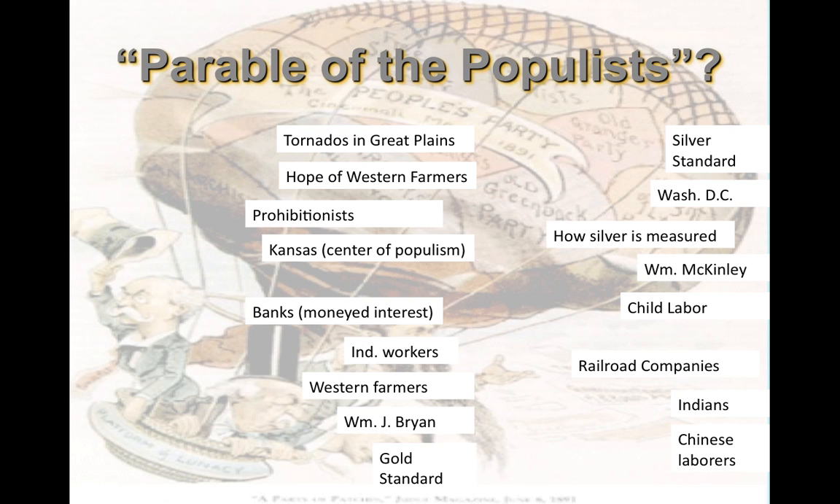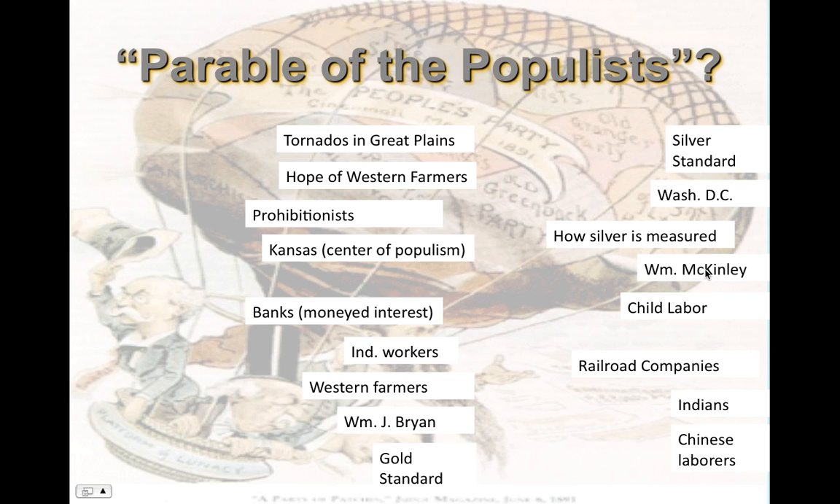Now, here are the things that are going on with the populists, okay? They live on the Great Plains. They have little hope. They tend to be prohibitionists, okay? Kansas is the center of their movement. They don't like banks. They want to try and court industrial workers. They have the support of Western farmers. A lot of them are Western farmers. They support William Jennings Bryan in the 1896 election. They're against the gold standard. They want the silver standard. Some disgruntled people aim their anger at Washington, D.C.